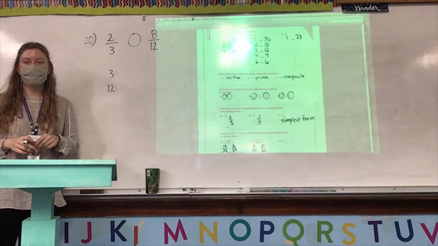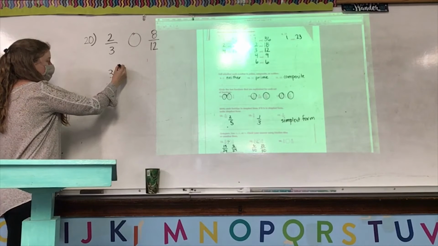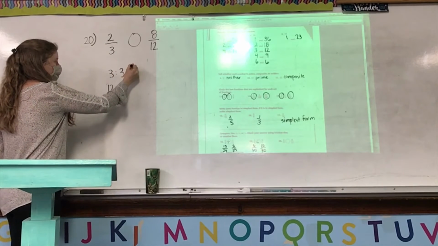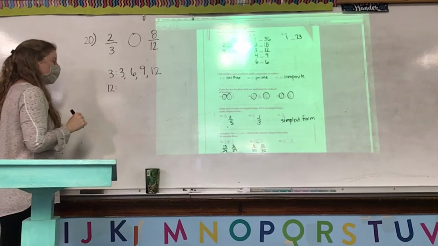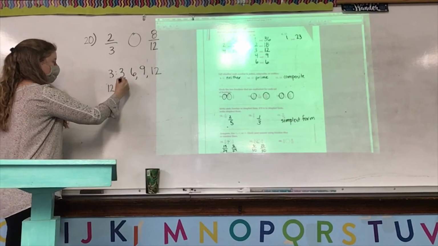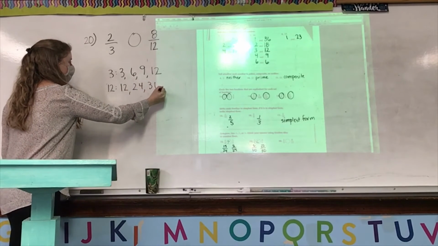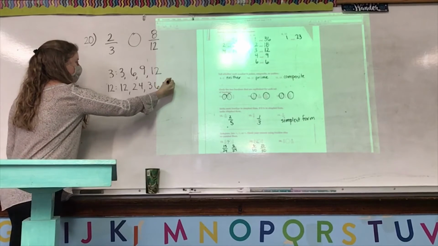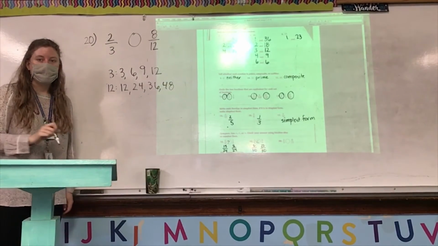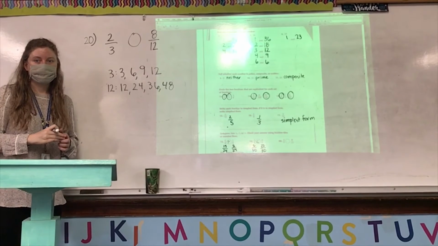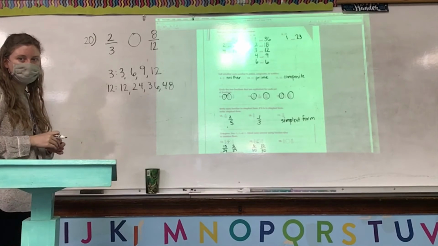What are the first 4 multiples of 3? 3, 6, 9, and 12. What are the first 4 multiples of 12? 12, 24, 36, and 48. Did we find a least common multiple? Yes. What is it? 12.